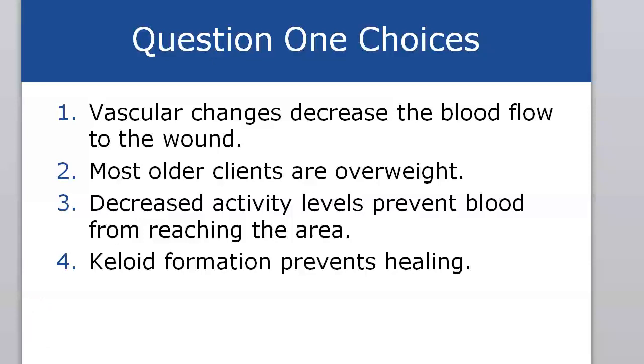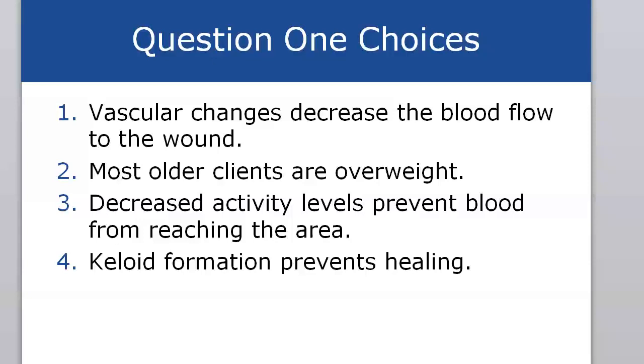And these are our choices. Number 1, vascular changes decreases the blood flow to the wound. Number 2, most older clients are overweight. Number 3, decreased activity levels prevent blood from reaching the area. And number 4, keloid formation prevents healing. Now let's think about that when we're talking about the older client. Give you a few minutes.